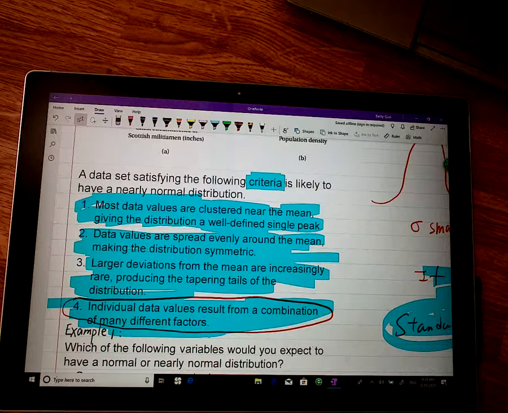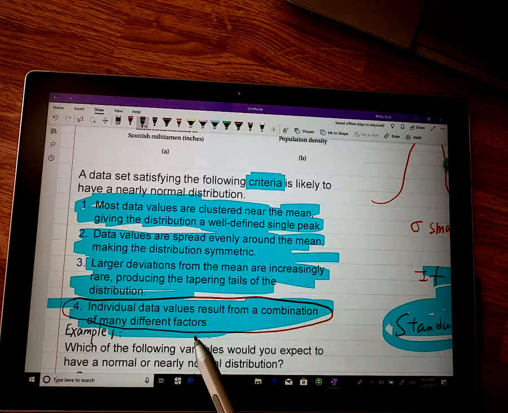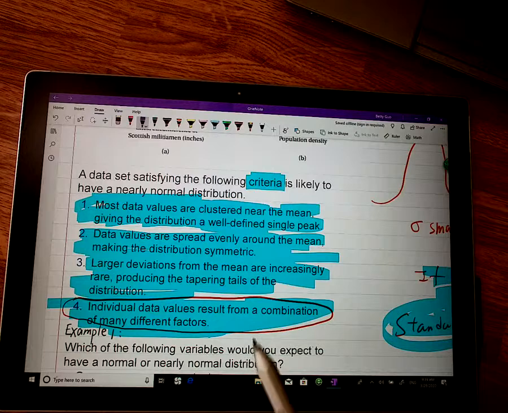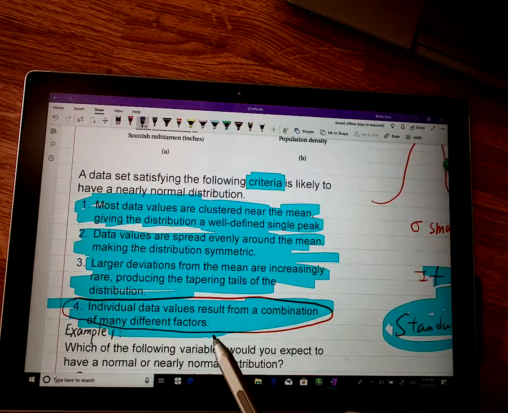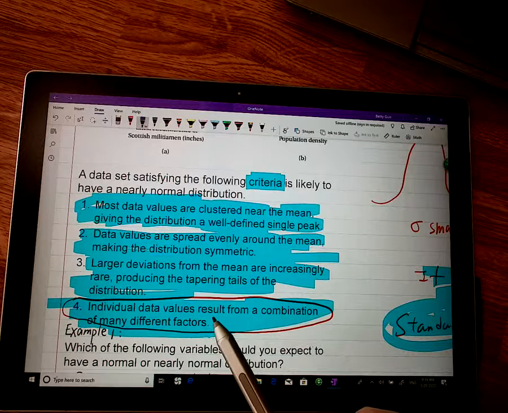Number four, individual data values result from a combination of many different factors. None of those factors are dominating. So the individual data is a combination of many tiny, small factors. None of them are dominating, but they all contribute to the individual data value, the random variable. That kind of random variable is likely to be normally distributed.